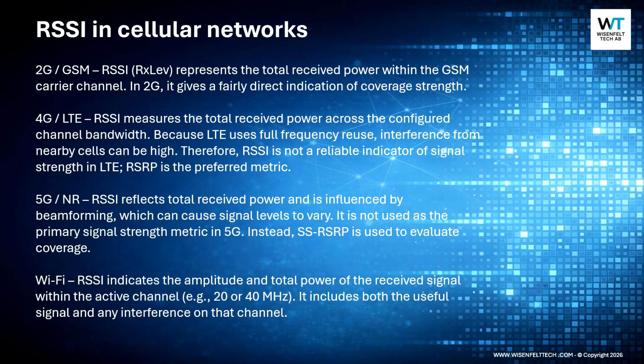For LTE, RSSI measures the total received power across the configured channel bandwidth. Because LTE uses full-frequency reuse, interference from nearby cells can be high. Therefore, RSSI is not a reliable indicator of signal strength in LTE. RSRP is the preferred metric. In 5G NR, RSSI reflects total received power and is influenced by beamforming, which can cause signal levels to vary. It is not used as the primary signal strength metric in 5G. Instead, SS-RSRP is used to evaluate coverage.